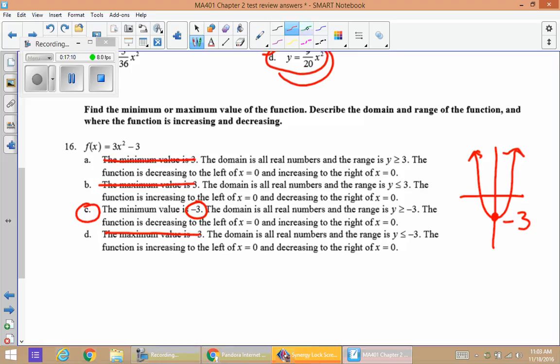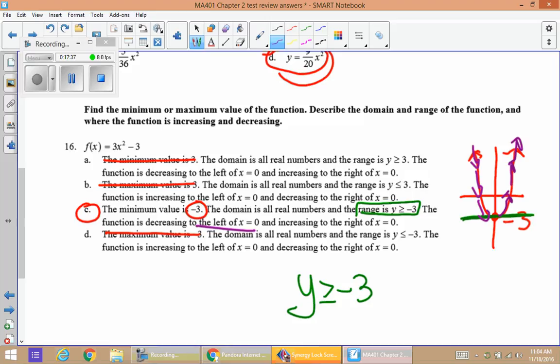So I want to go ahead and just touch domain and range for just a minute. This is the lowest the y values go, which means all of the y values in this function are greater than or equal to -3. See, there's your range. And then decreasing and increasing is something we've done a lot of practice with. See, the function is decreasing right here on the left of x equals 0, and it's increasing right here on the right.